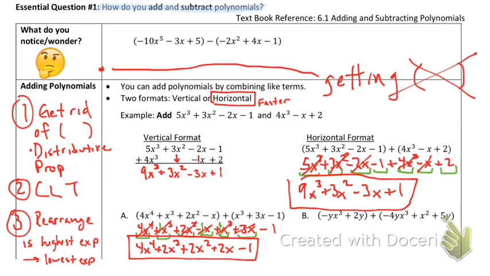Okay, example B is a little more challenging, and I'll explain why as we get through it. But first of all, the steps stay the same. We're going to get rid of parentheses by distributive property. And again, you should notice that there's nothing to distribute in front, so we simply can write the first polynomial without the parentheses. So we're going to go negative y(x to the 3rd) plus 2y.